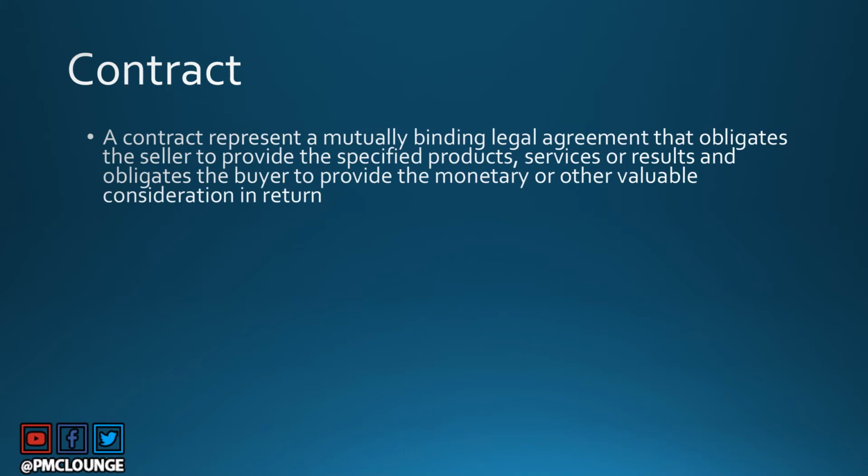So let me give you a quick brief of what a contract really is. What are the types of contract? Although this is something that we have already discussed, for the benefit of this video, let's take a quick glance over what a contract really is. A contract is basically a mutually binding legal agreement between the seller and the buyer. The seller is going to provide the specified product, service, or results, and the buyer is going to provide the monetary or any other valuable consideration in return for what the seller provides.